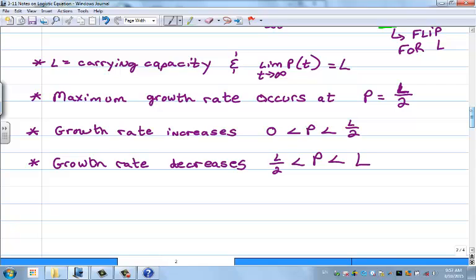And then finally, the population decreases. Okay, so up till this point, we were talking about the growth rate increasing and decreasing. But the population actually starts to decrease when the growth rate becomes negative. And that's going to be after L.